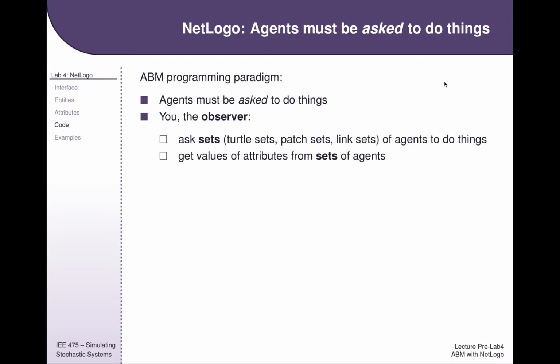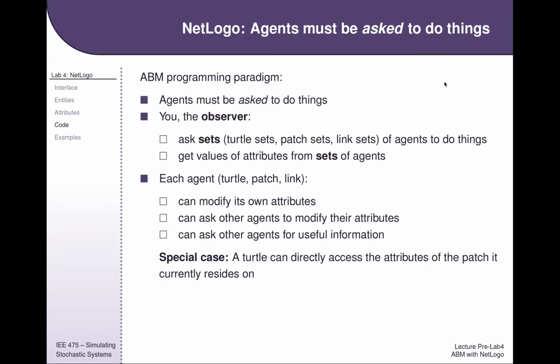So you are an agent, actually. You're what's called the observer. So you're always there. You're kind of this godlike observer that can look over them, and you as the observer in your context can ask sets of other types of agents, those could be turtle sets or patch sets or link sets, to do things. You also can get values from them, so you can ask turtles what their current attributes are set to. But you're always going to ask sets of agents. Now those sets might only have one turtle in them, but generally we're asking these sets. Now turtles can talk to each other, turtles can talk to patches, and turtles can talk to links.